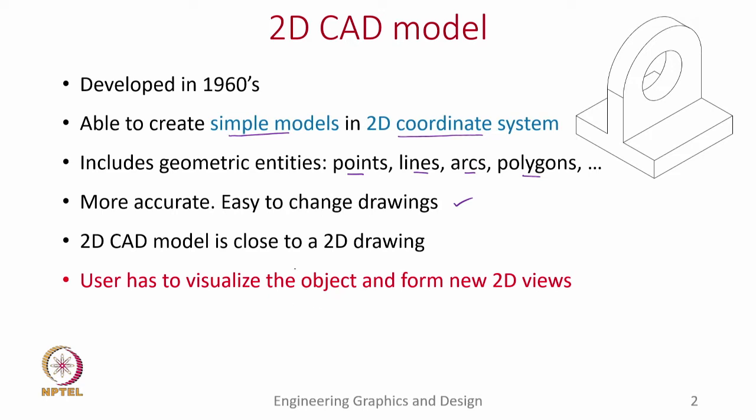So, essentially what we are saying is the initial 2D CAD models were close to 2D drawings. There is not much difference, because even the geometry of a line or a curve or a surface is represented using 2D planar curves and surfaces.